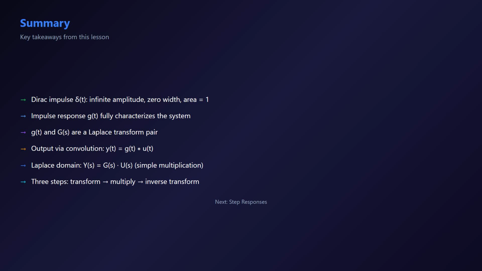Great work! In this lesson, we learned that the impulse response g(t) fully characterizes a system, that g(t) and G(s) are Laplace pairs, and that the output for any input can be found by convolution in time or multiplication in the Laplace domain.